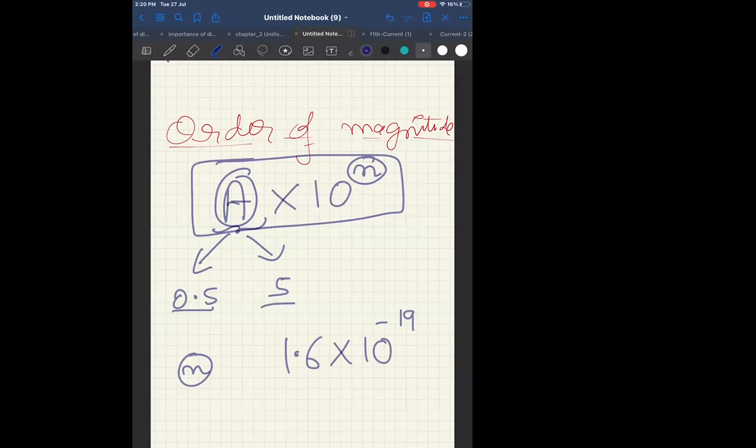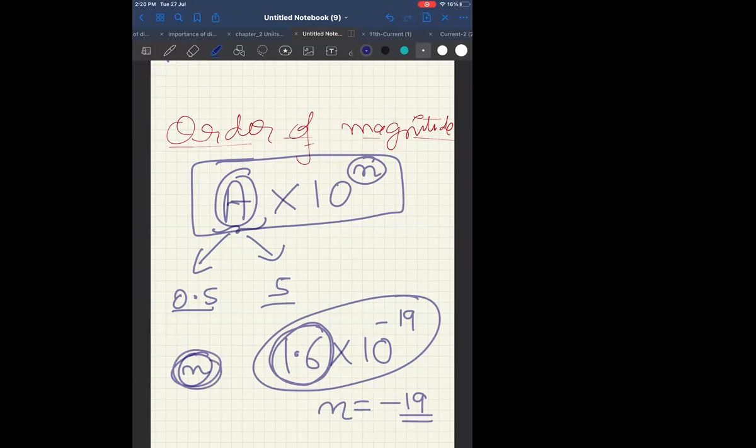Okay. So tell me whether this number is of the form a into 10 power n. Is it of that form? Correct. Now, whether this number is between 0.5 and 5. Yes, 1.6 lies in between 0.5 and 5. Therefore, my order of magnitude is minus 19, not 10 power minus 19. Order of magnitude is only n. What is the value of n? 10 power minus 19. Therefore, order of magnitude of charge of an electron is minus 19.